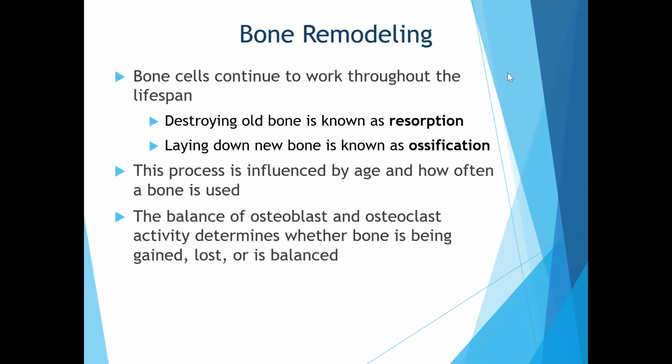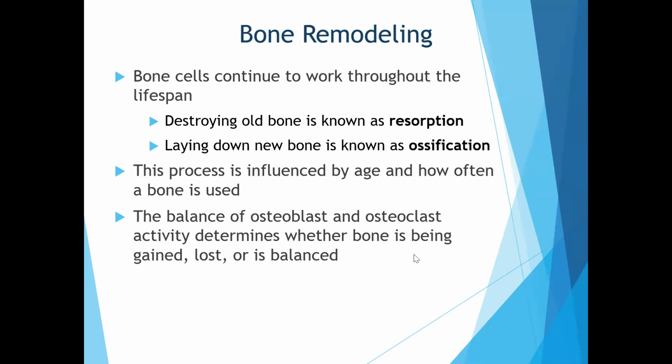All right, bone remodeling. This is the term we use for the process that continues with destroying old bone, known as resorption, and laying down new bone, known as ossification. Osteocytes are the primary ones doing that. That's that mature bone cell. This is influenced by age and how often a bone is actually used. Basically it's a balance of osteoblast and osteoclast activity. Remember, blasts build, clasts crush.